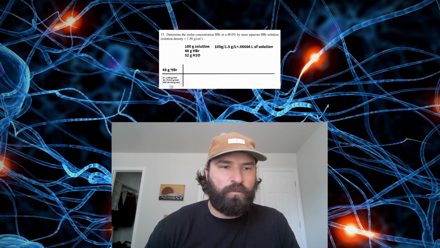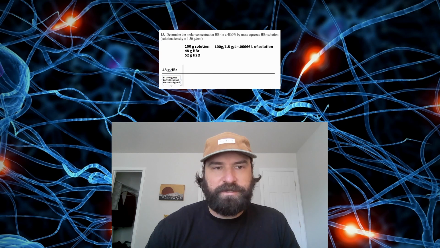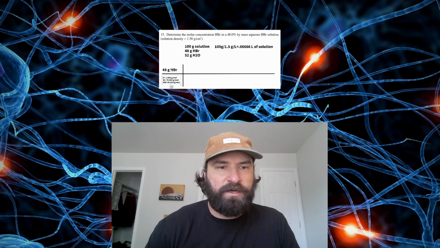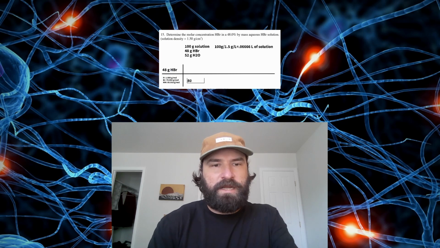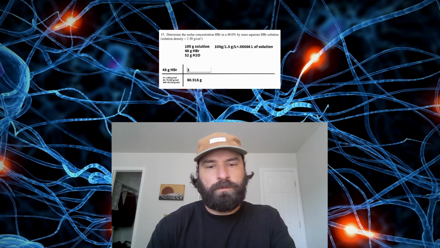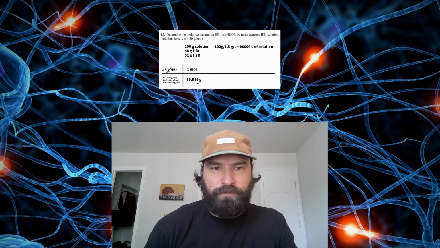Hydrogen's molar mass is 1 gram per mole, basically. Bromine's is almost 80 grams per mole, and when we add those up, we get a molar mass of 80.916 grams per mole. We're going to put the grams on the bottom because grams are what we're trying to cancel. So that's 80.916 grams on the bottom and 1 mole on the top.